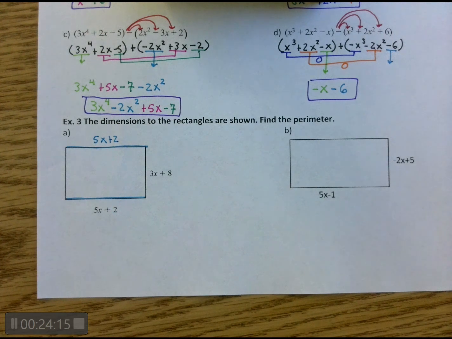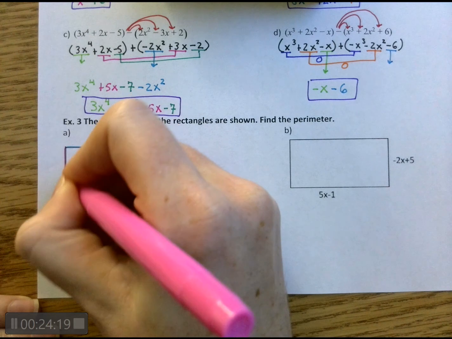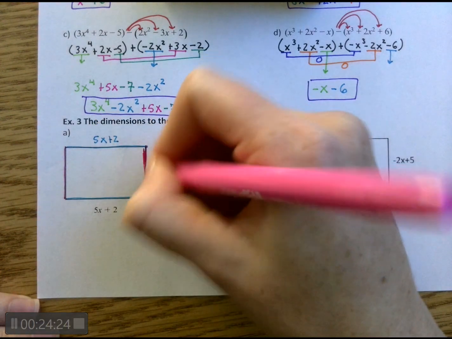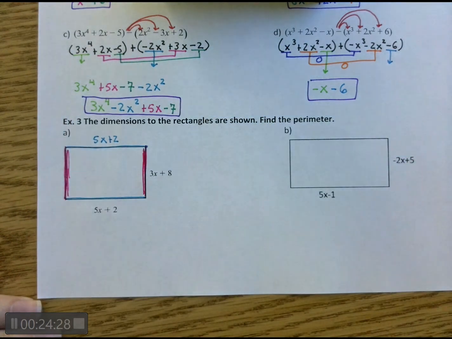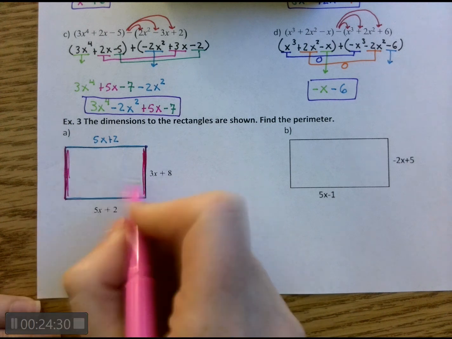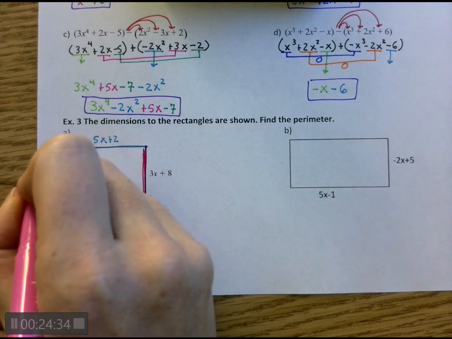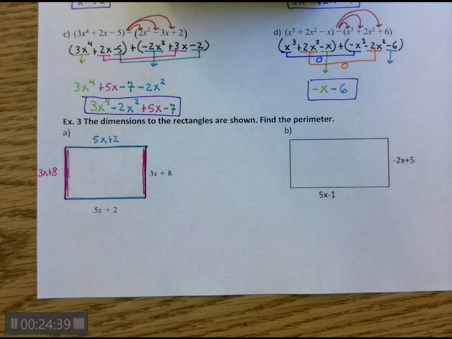Okay? And then, what do we know about this pink side and this pink side? Oh, I don't think you can actually see that. There we go. That's better. Well, these are also going to be equal. So if this is 3x plus 8, then that means that this must also be 3x plus 8. You guys okay with that? Okay, cool. So now we need to remember what perimeter means.